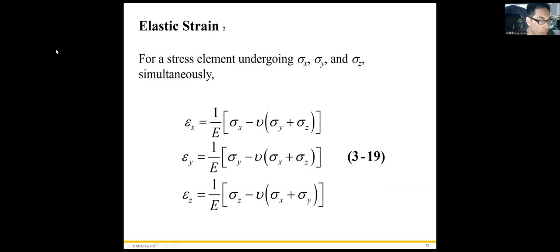Okay, so we get this relation of the elastic strain. For a stress element undergoing sigma x, sigma y, and sigma z simultaneously, we can figure out its strain in the x, y, and z directions. It's a function of the Poisson ratio.